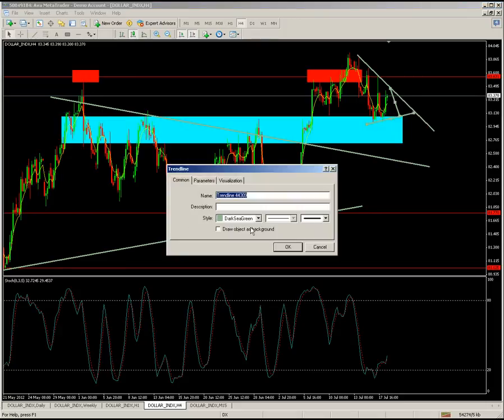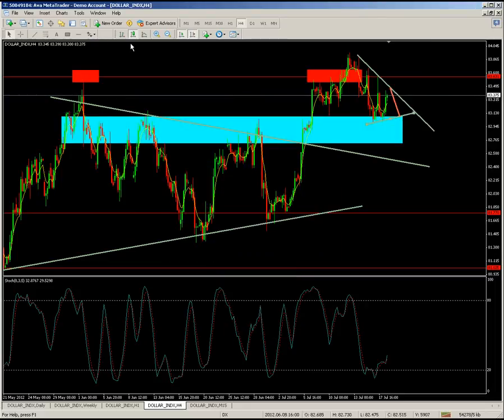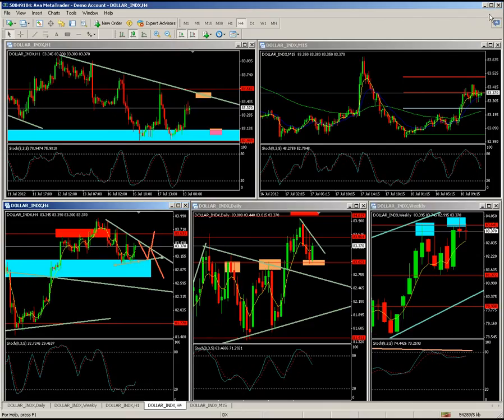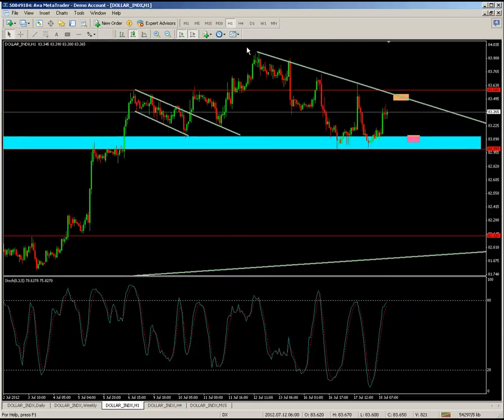If I just change the color so it's a bit more visible. So another triple bottom, I guess, and then we see what happens. Either it breaks up this way, or it comes back down, it breaks down. So we'll see what happens, but I'm not really anticipating that to happen today unless we get some major news coming out. And let's have a look at the hourly chart for our trade planning.